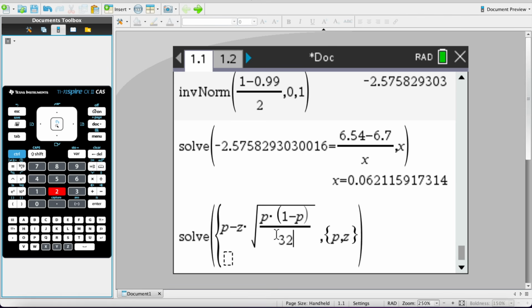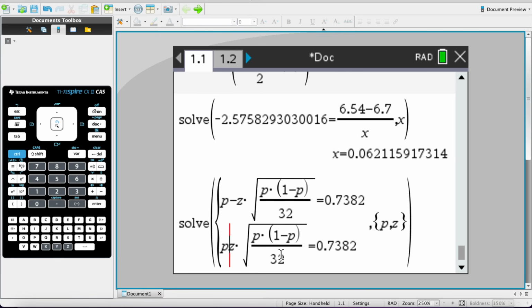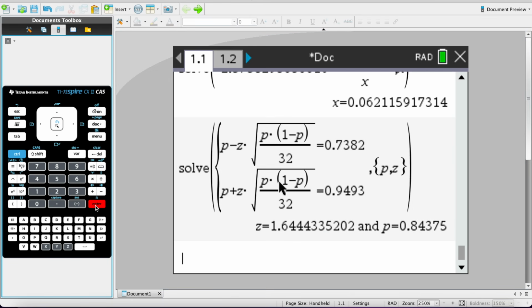And N is 32, and that's equal to 0.7382. Just copy and paste that down. Change the left hand side to a plus and change the value on the right hand side to 0.9493 and just control enter. So you've gotten that the Z value is 1.64. Now that looks like the 90% confidence interval, but we'll see how we can get 90.